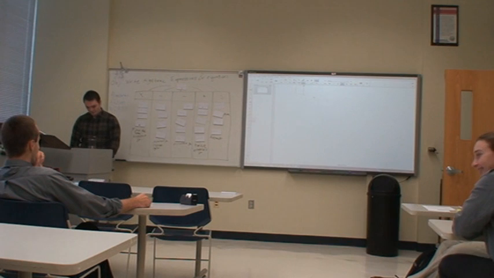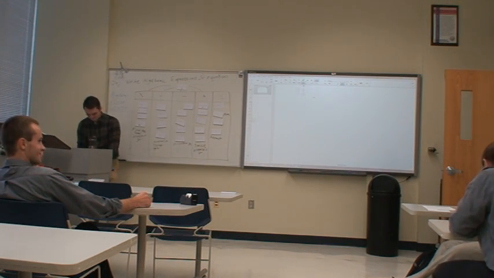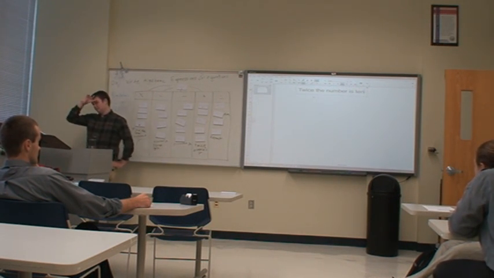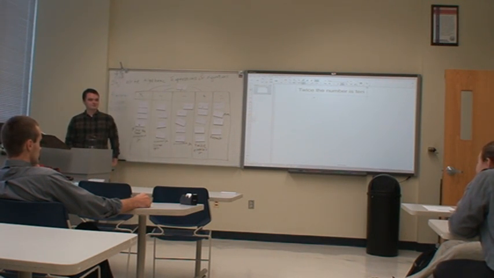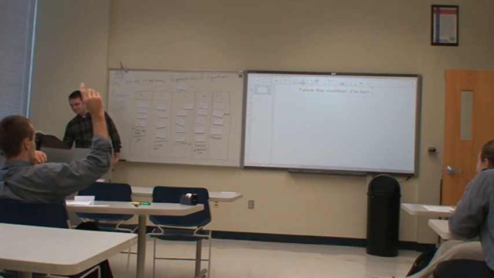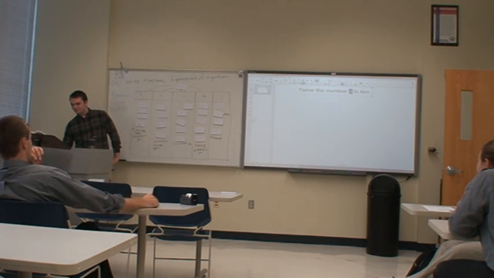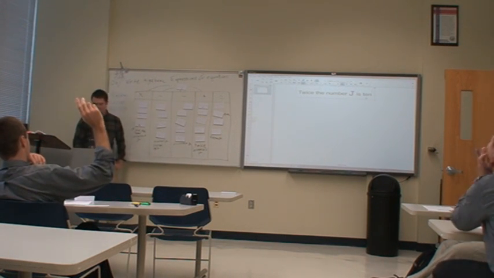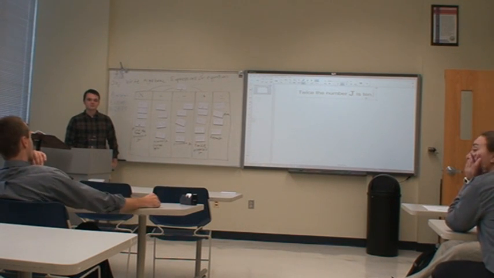Okay, Jordan, what was yours? Twice the number is 10. Okay, is the number represented by anything? A variable. What is the variable? I'll do J. J is 10. Do we always need to have a variable? No.